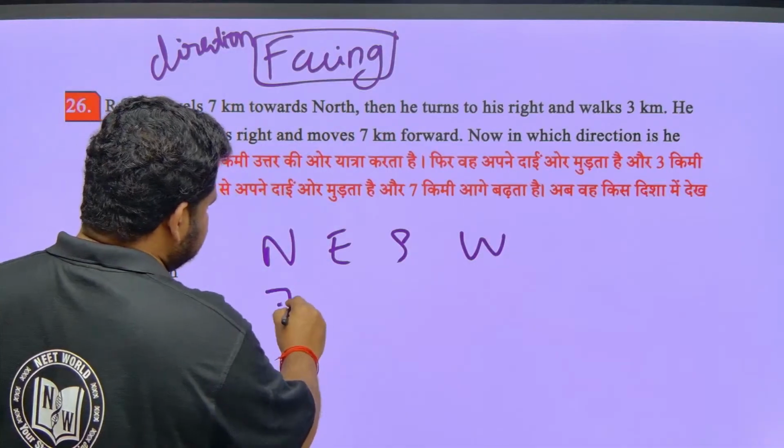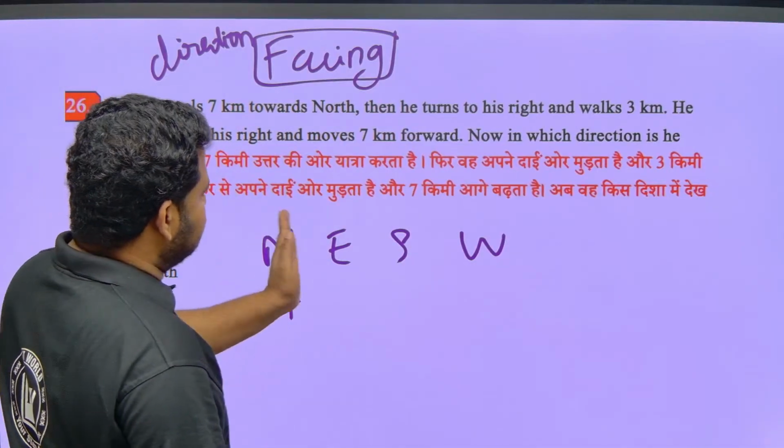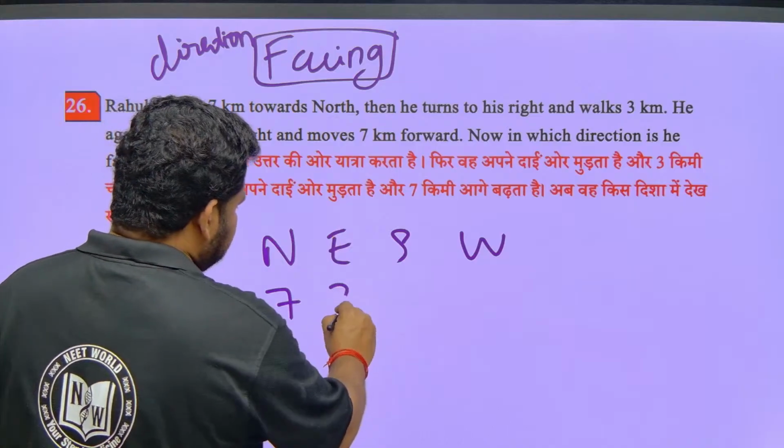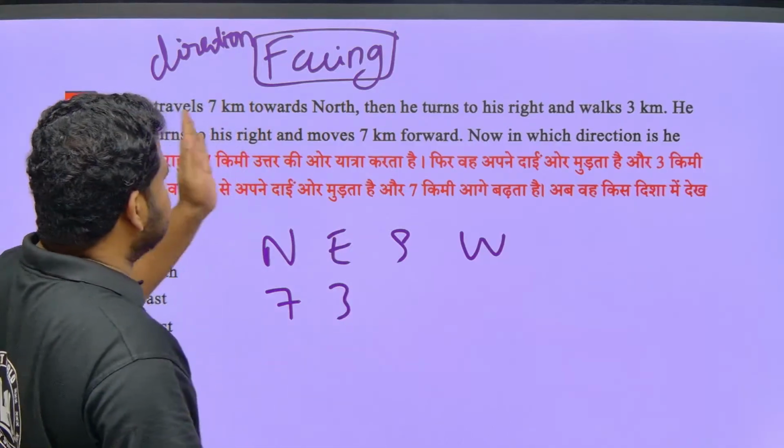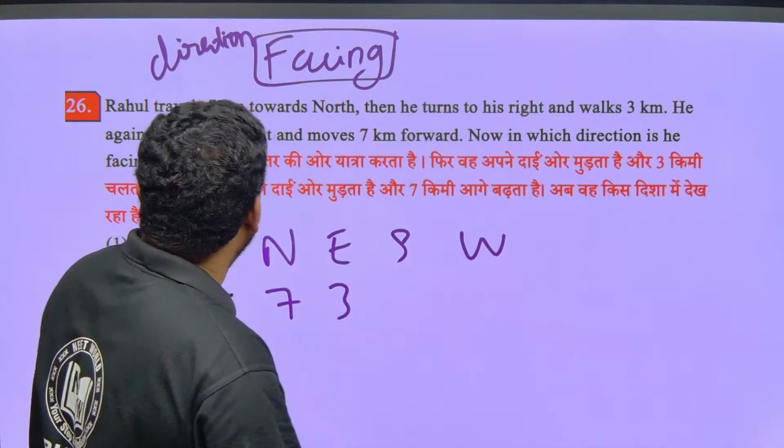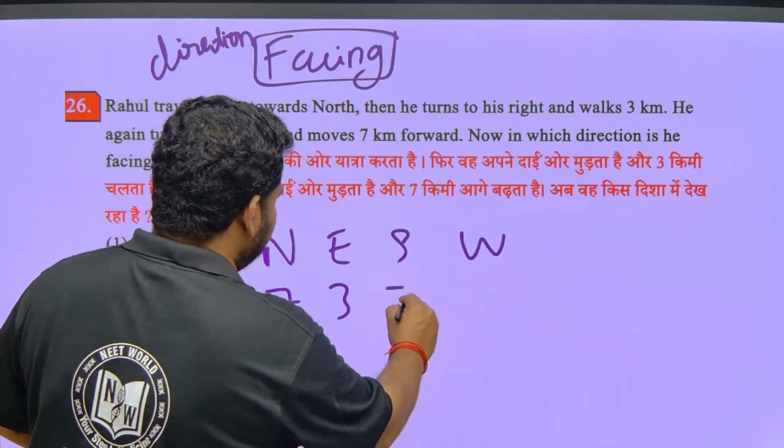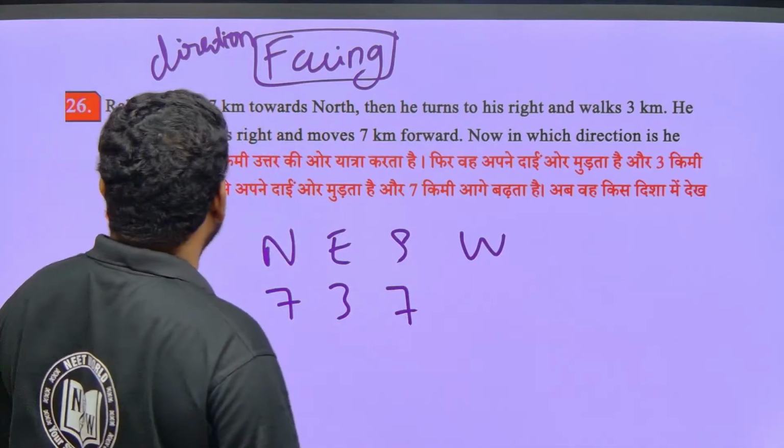Under north I should write 7, and then turns to his right. Turns to his right means it is east, and walks 3 kilometers. He again turns to his right. Again turns to right means again right, and moves 7 kilometers forward. Okay, done. Now in which direction is he facing?